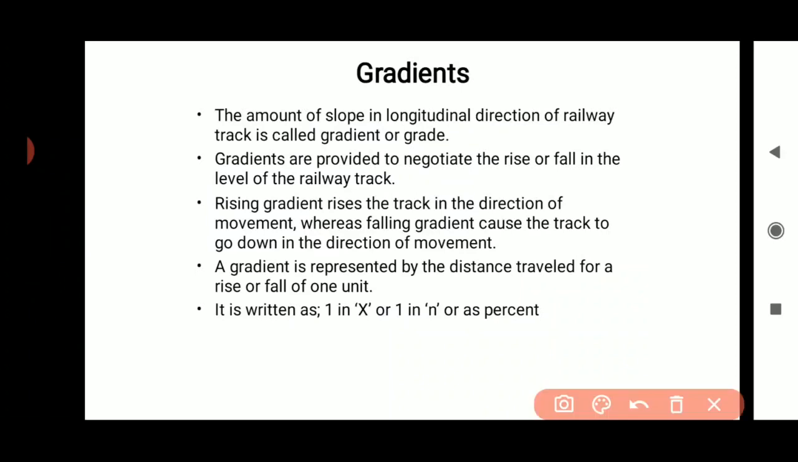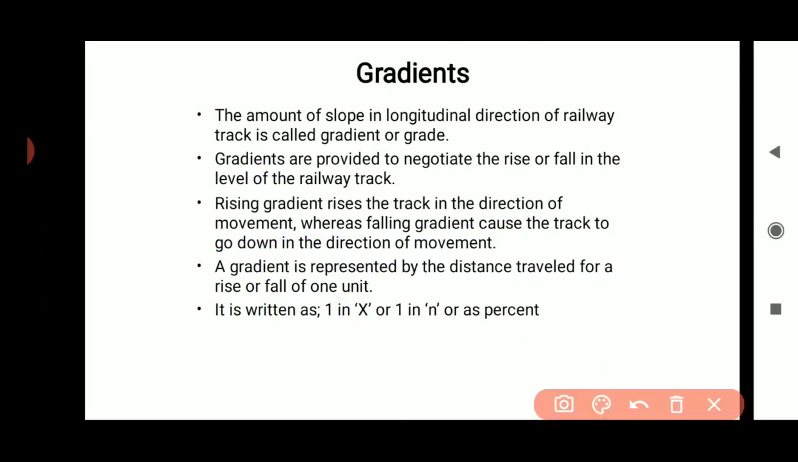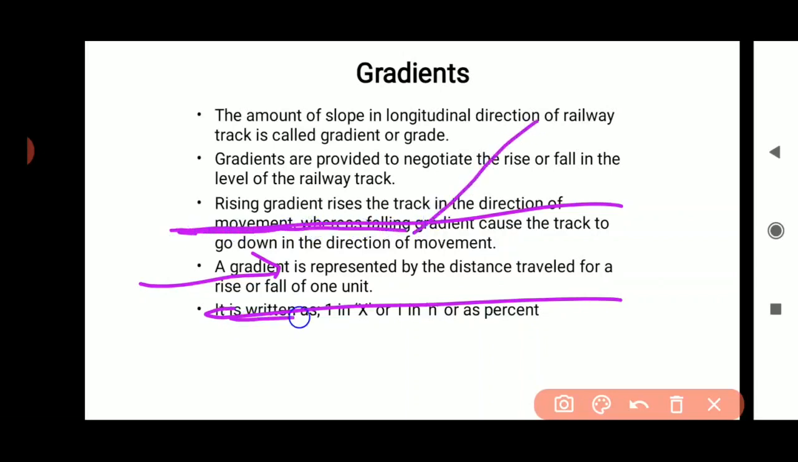So this is the railway track. This direction will be called the longitudinal direction, and this is the lateral direction. So if we provide some slope in its longitudinal direction, let's say we provide the railway track like this.